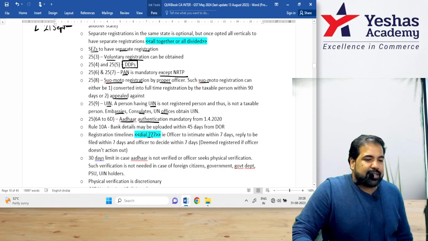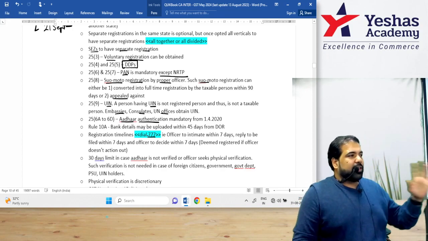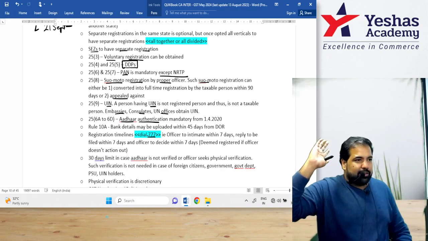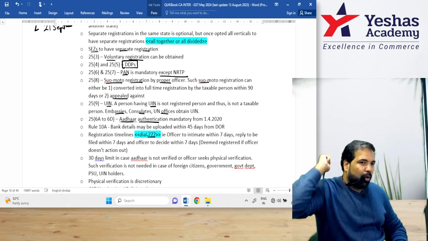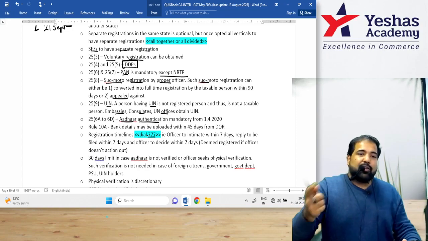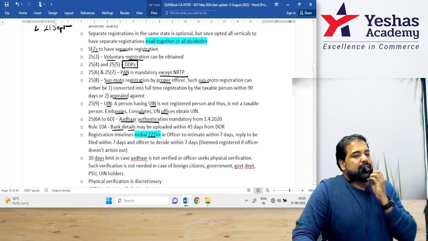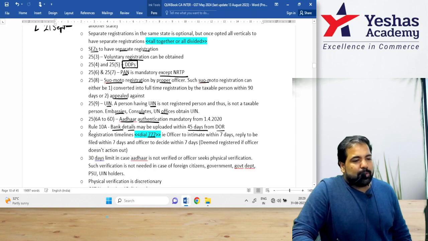And remember, guys, if one entity is under composition, all need to be under the composition scheme. Do you remember that? One PAN, one turnover, one scheme. That means if I have chosen the composition scheme for one, I would have to change everyone under the composition scheme. Guys, that was the chapter.